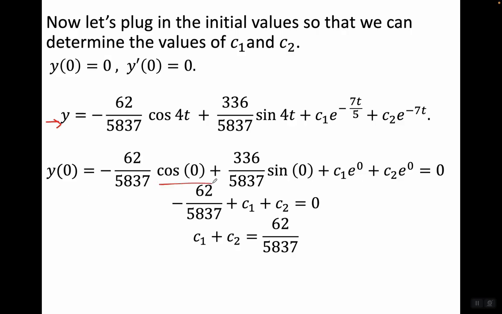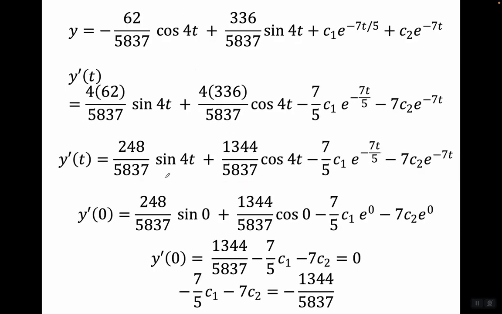Cosine 0 simplifies nicely, that's 1. Sine 0 simplifies nicely, that's 0. E to the 0 is 1, e to the 0 is 1. So this equation simplifies to negative 62 over 5837 plus c1 plus c2 equals 0. In other words, c1 plus c2 equals 62 over 5837.